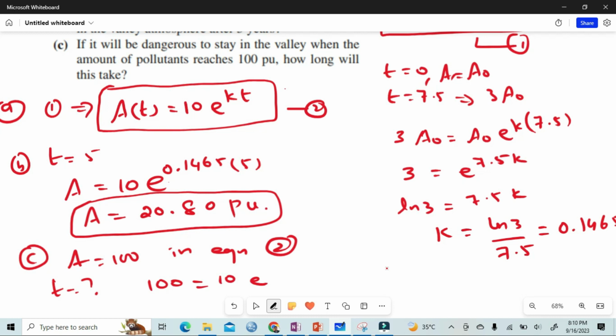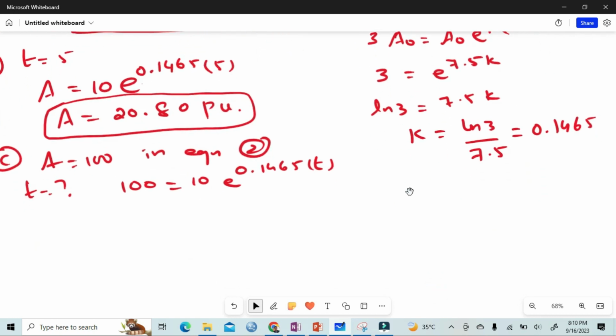Okay. So in equation number 2, the left hand side is 100 and the right hand side is 10 times e power k. K is 0.1465 and T is the thing to be found. Now simplify this one. Divide by 10, the left hand side will be 10, which is e power 0.1465 times t in the right hand side.